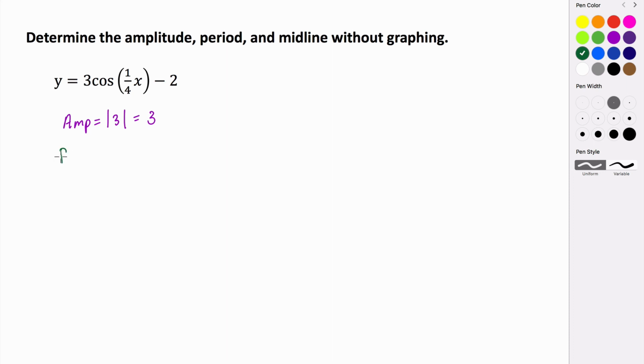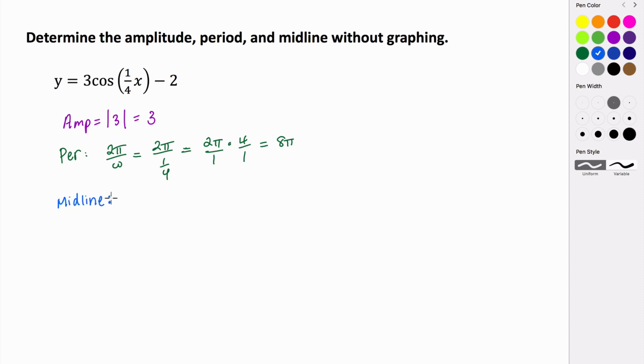The period is found by taking 2 pi divided by omega. In this case, omega is 1/4. So we have 2 pi divided by 1/4. Now remember, when you divide by a fraction, we keep the numerator the same, so 2 pi, and we multiply by the reciprocal of the denominator, so 4/1. Doing this product, we end up with 8 pi, which means it's going to take 8 pi radians for us to complete one cycle, or we only complete 1/4 of a cycle from 0 to 2 pi. And then lastly, the midline.